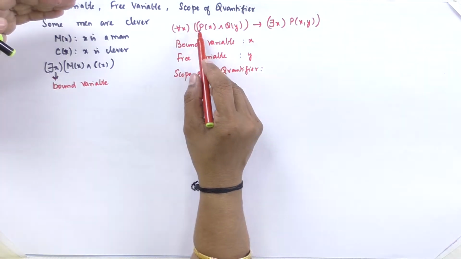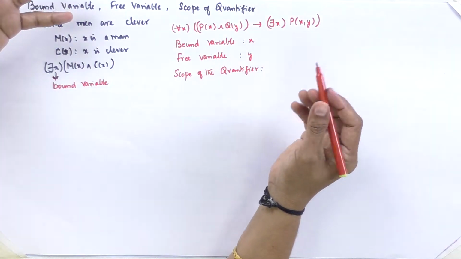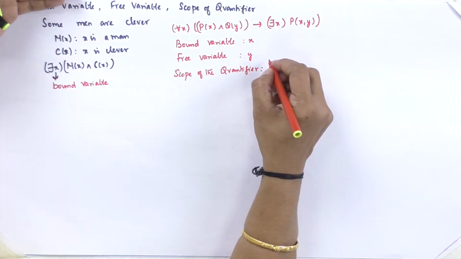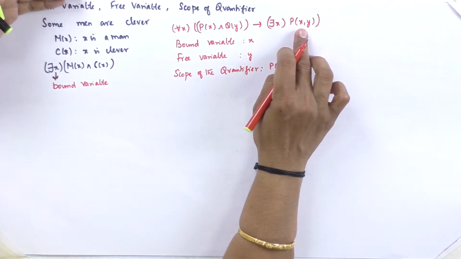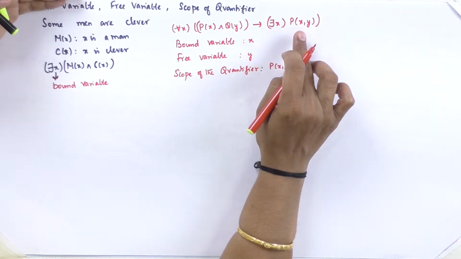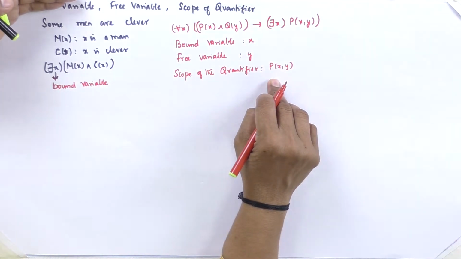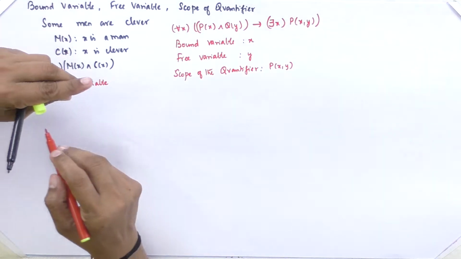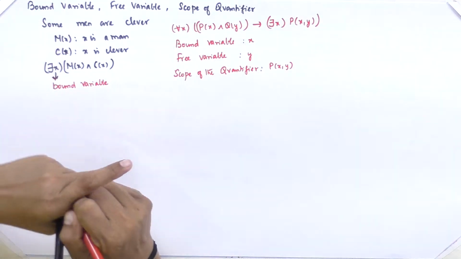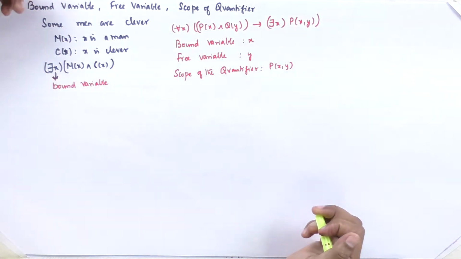Now look at this. The entire thing you can call the scope of the quantifier, or I can say P of x comma y. Here this P of x comma y is a part of the formula and it is followed by this quantifier, so the scope of the quantification is this. Again I can take the entire one, that is also my scope of the quantifier. So this is all about bound variable, free variable and the scope of the quantifier.